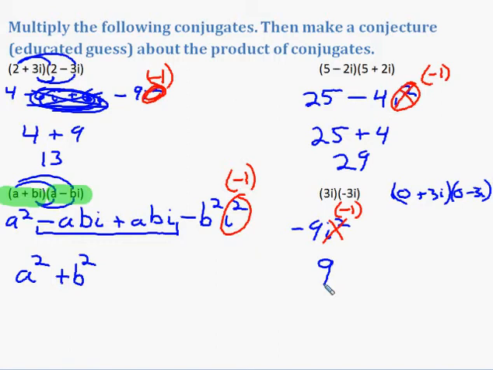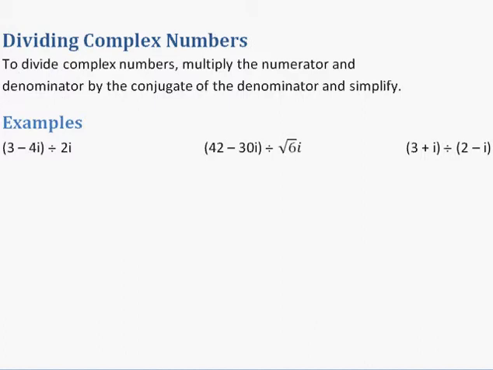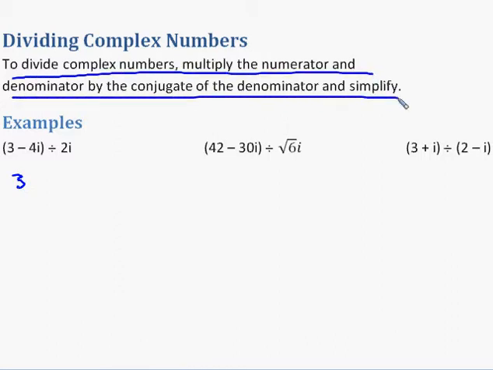We have a real number, and that's what we're going to use, because what I mentioned earlier is we don't want imaginary numbers in a denominator, and so we can use the conjugate to help us with that. So dividing complex numbers, you see what you can do here. Up here at the top, I jumped the gun a little bit in starting that first example, but to divide complex numbers, multiply the numerator and the denominator by the conjugate of the denominator and simplify, because when we multiply by the conjugate of the denominator, that denominator will no longer have an imaginary number in it.